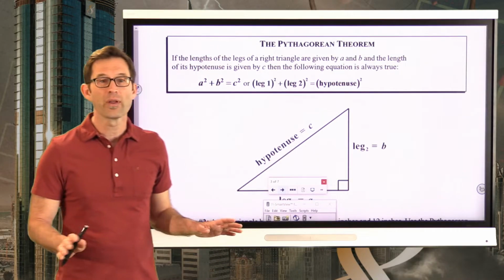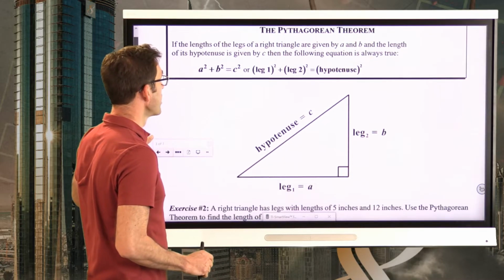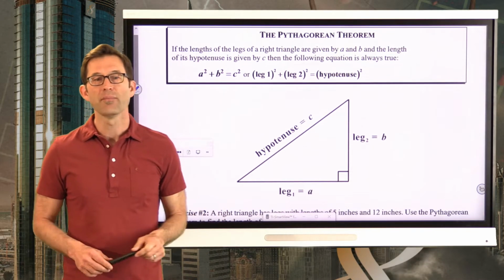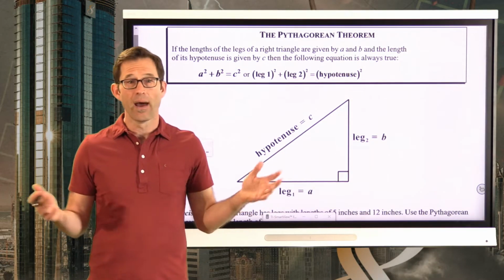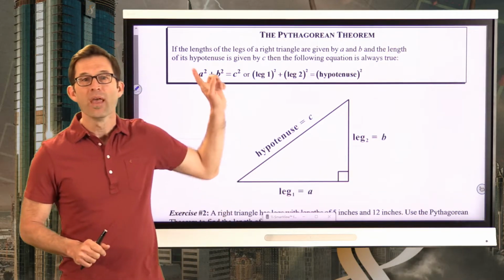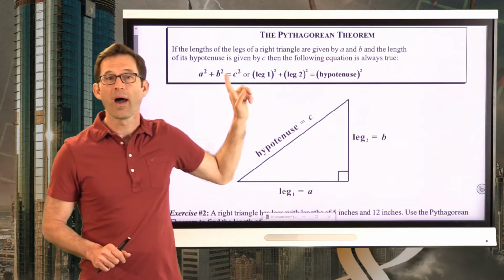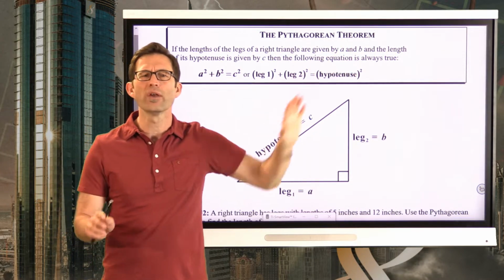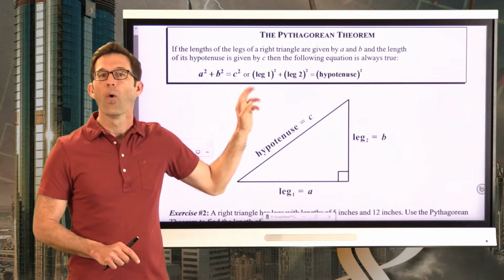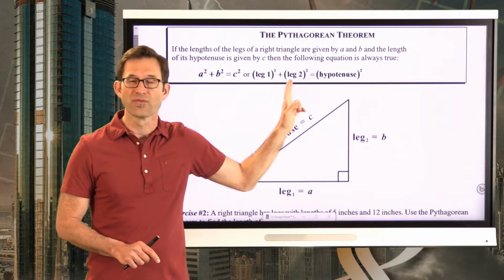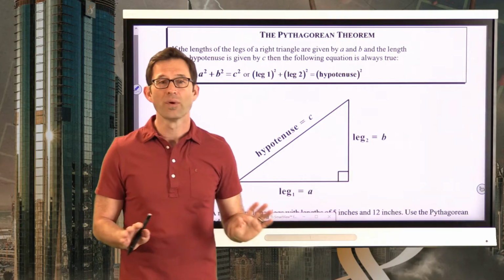Let's summarize that. The Pythagorean theorem. Let me get all this stuff out of the way so you can actually see our nice little diagram there. The Pythagorean theorem, named after Pythagoras, you know, thousands of years ago they only had one name, and now it seems like the same way with famous people. But if the lengths of the legs of a right triangle are given by A and B, and the length of the hypotenuse is given by C, then the following equation is always true. A squared plus B squared equals C squared. Or leg 1 squared plus leg 2 squared equals the hypotenuse squared. Always, always, always.